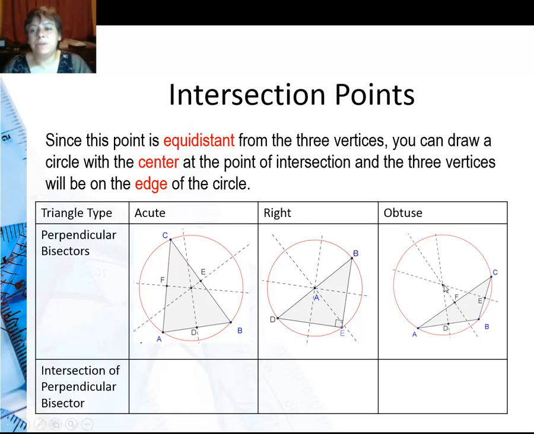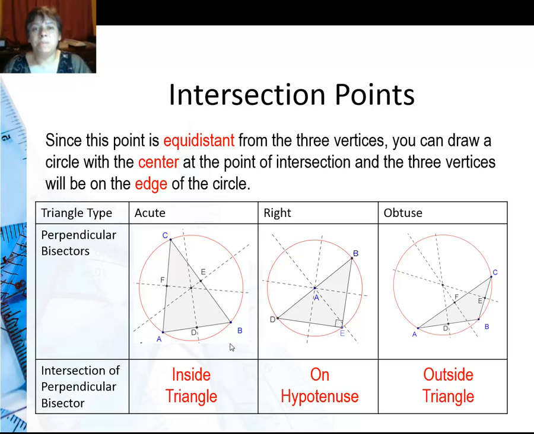The only difference is that the center is either going to be inside the triangle, on the edge of the triangle at the midpoint there, or outside of the triangle. So again, the intersection for an acute triangle is inside the triangle. For the right triangle, it's on the hypotenuse, on the midpoint. And for an obtuse triangle, it is outside of the triangle.